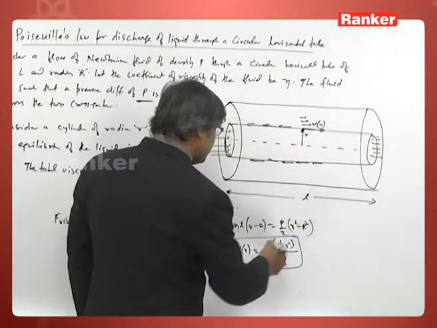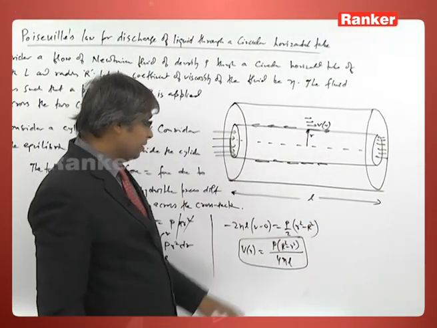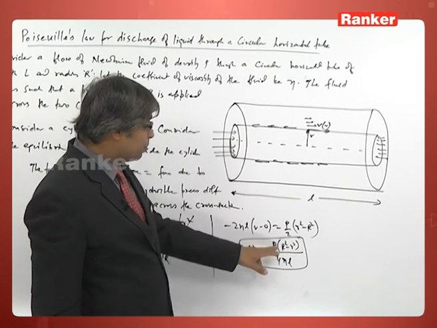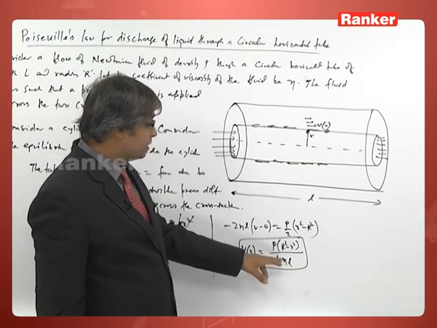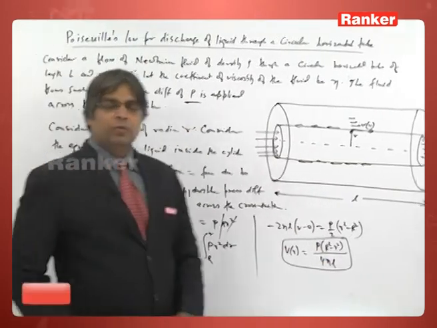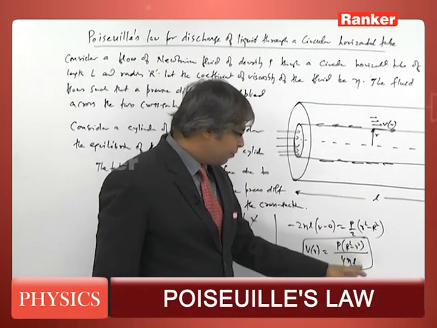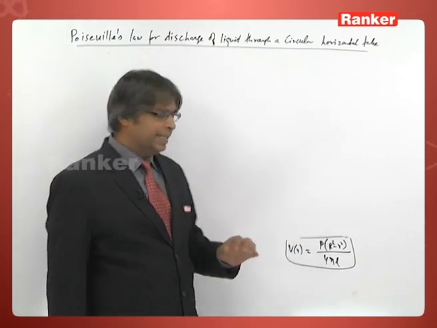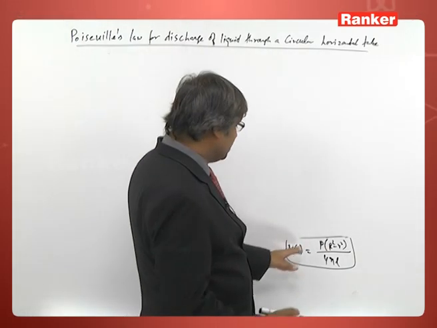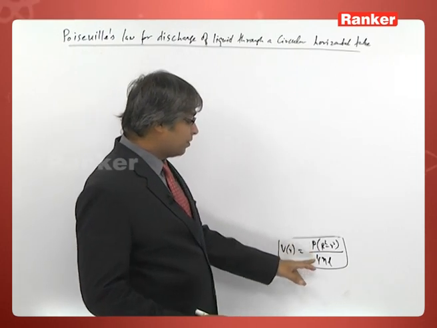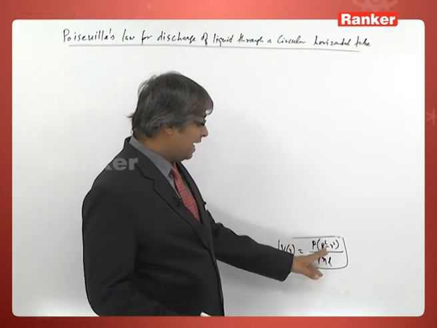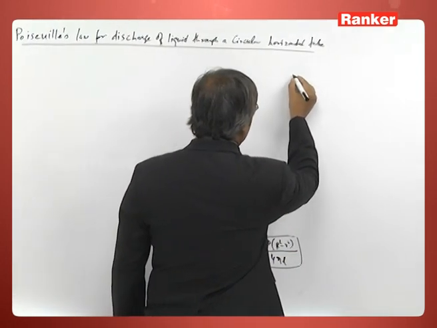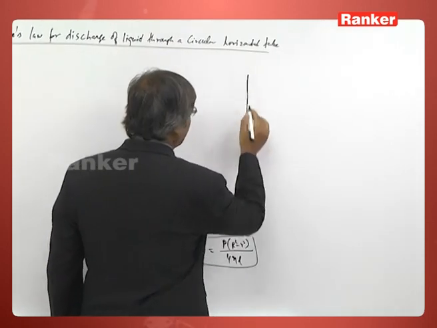So, this is the velocity profile. When r is equal to 0, the velocity is P R square by 4 eta L, which is the maximum. Now, let us draw this velocity profile. You see, this is the excess pressure P by 4 eta L and this is a quadratic function. So, this is a parabolic curve.